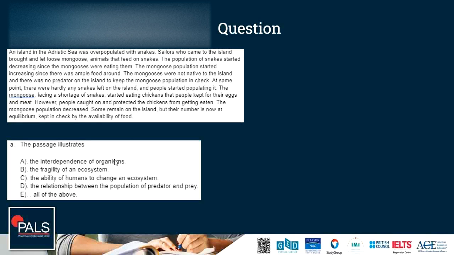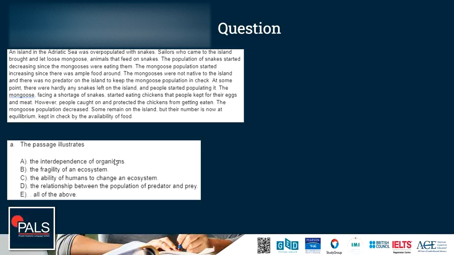An island in the Adriatic Sea was overpopulated with snakes. Sailors who came to the island brought and let loose mongoose, animals that feed on snakes. The population of snakes started decreasing since the mongooses were eating them. The mongoose population started increasing since there was ample food around. The mongooses were not native to the island, and there was no predator on the island to keep the mongoose population in check. At some point, there were hardly any snakes left on the island, and people started populating it.